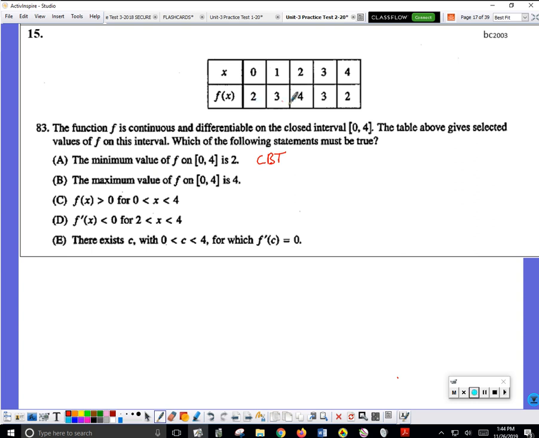Of the values shown, 4 is definitely the highest. And maybe that's the highest of all the values. Maybe. But we don't know. So this is another could be true. Question?